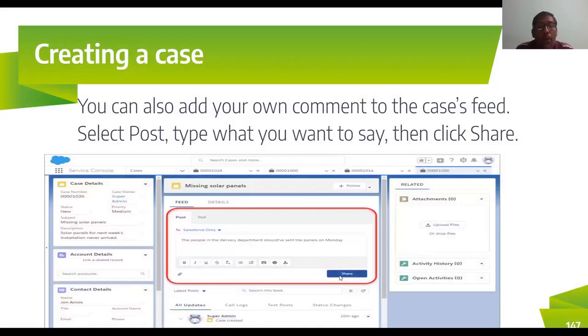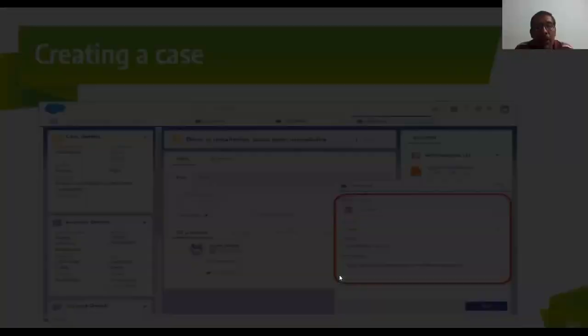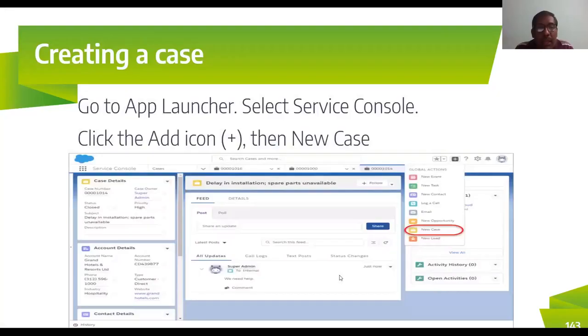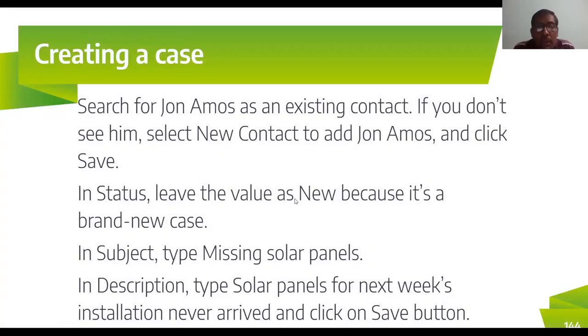So this is all about creating a case. Again, now see here, now what I will do, I have to create a case for this product. I have to launch the service console. First go to app launcher and select the service console, then click on the add icon, right, and then click on the new case. Right, after you do this, then you're going to give all this information, search for John Thomas.